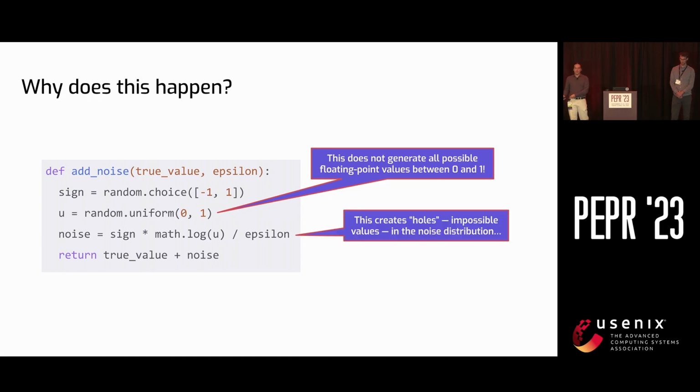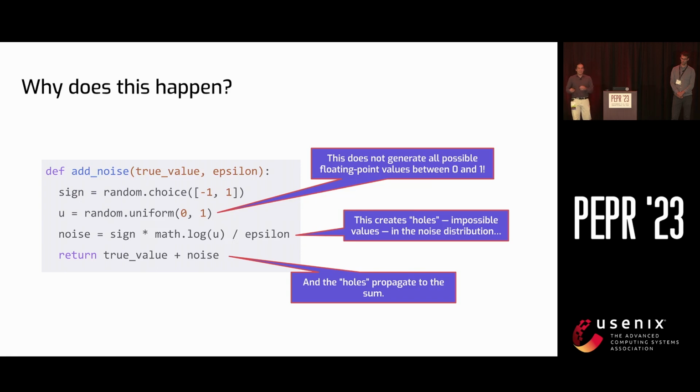When you pass that value into the math formula, you end up with these holes that we saw earlier. These are floating point values for the noise that just cannot be reached. Yeah, I see people facepalm. That's exactly the right reaction here. This propagates to the sum, leading to holes in the output, leading to what we just saw. As I said, this was discovered in 2012 by Ilya Mironov. That was more than 10 years ago.